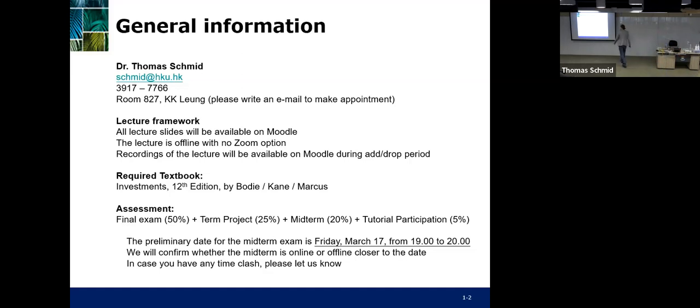All of what I present here assumes that nothing crazy happens and we will not go back to some kind of online mode. So assuming everything is normal, the final exam will be offline, closed book, a standard final examination. I have zero control over the date or time, so this is all organized by the exam unit. This is completely out of my hands.